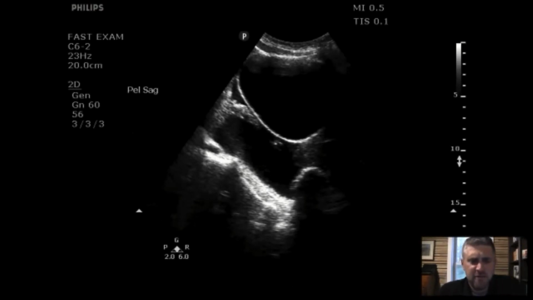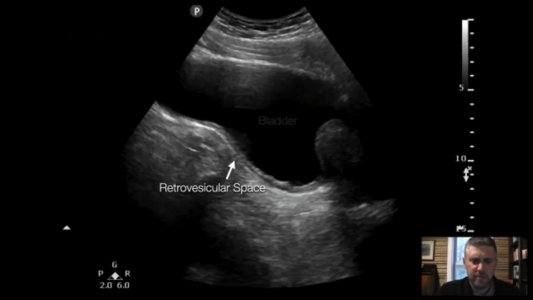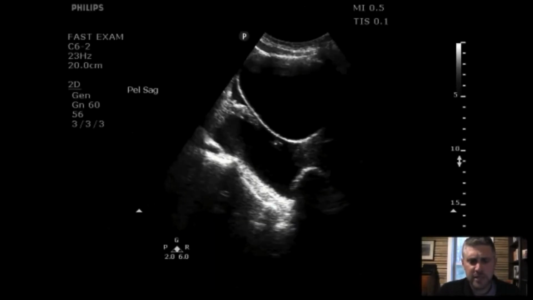So you see the contained fluid in the bladder, that water balloon sitting right in the middle of the screen, and then some fluid outside the bladder. And these both are examples in male patients. If you had a female patient, you'd basically just insert a uterus in that retrovesicular space and look for fluid anterior and posterior to the uterus as well. So that's the traditional windows.